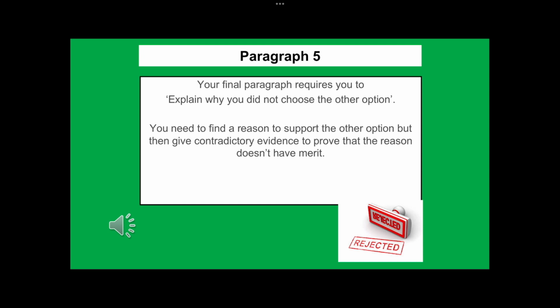Remember, after you've written the 4 paragraphs in support of the option you have chosen, you need to write a final paragraph, and that paragraph requires you to explain why you did not choose the other option. You need to find a reason to support the other option, but then give a contradictory piece of evidence to prove that the reason doesn't have merit. We're going to look at an example on the next slide.